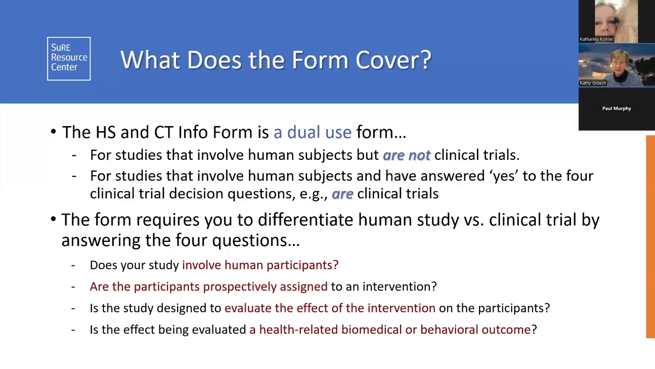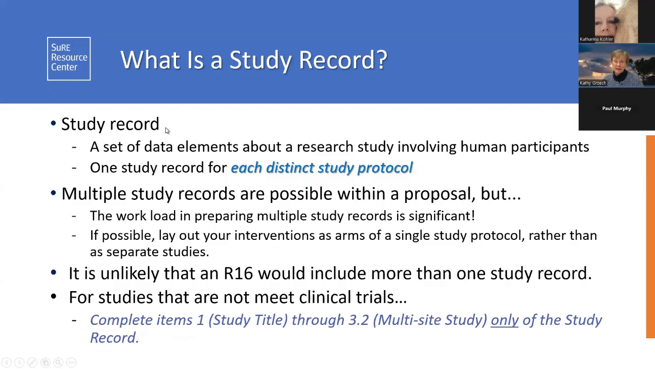Are the participants prospectively assigned to an intervention? Is the study designed to evaluate the effect of the intervention on the participants? Is the effect being evaluated a health-related biomedical or behavioral outcome? And I really like to explain, because a lot of people get confused.